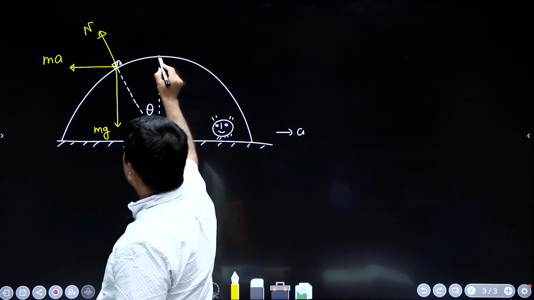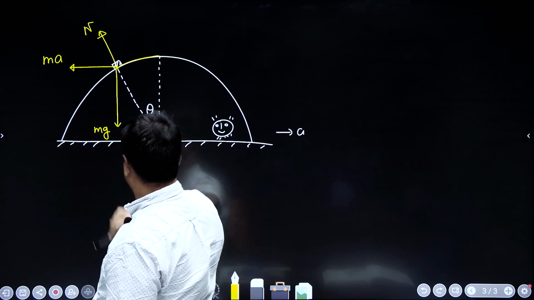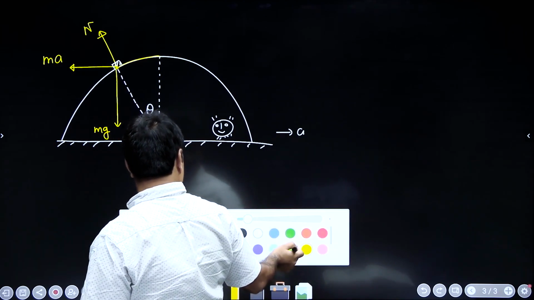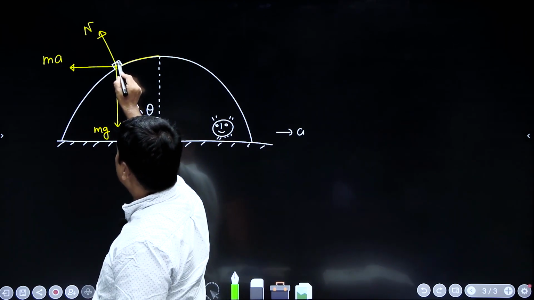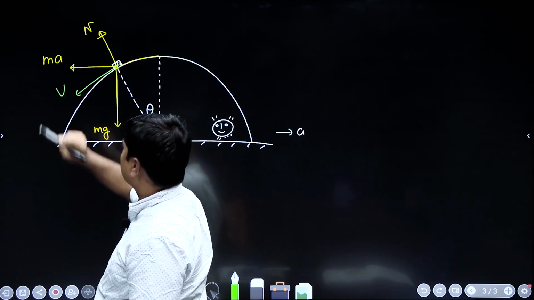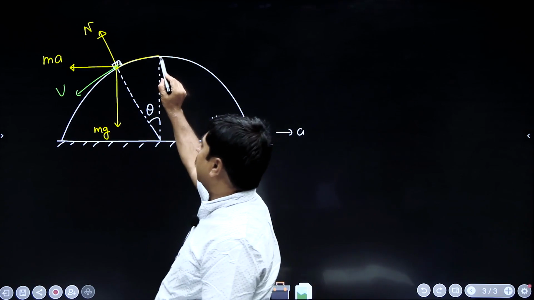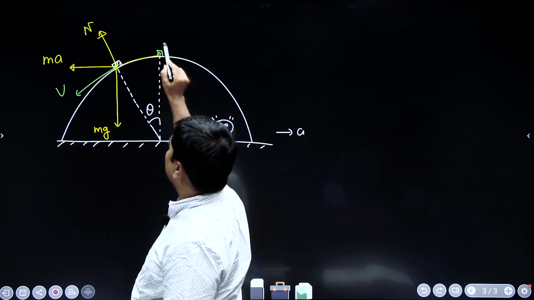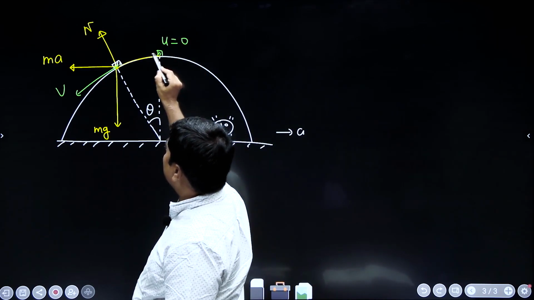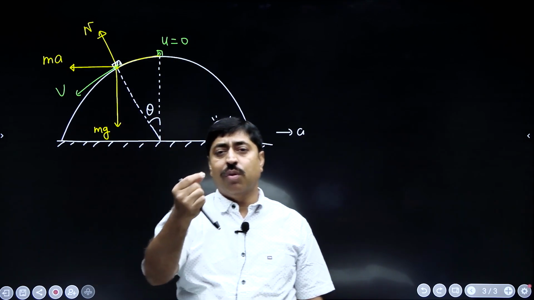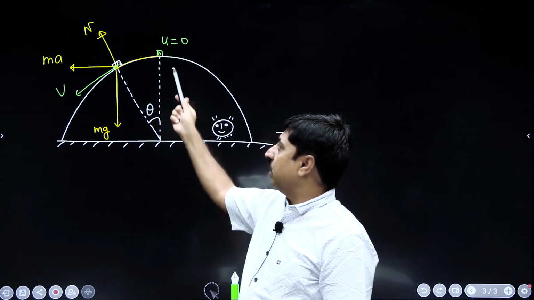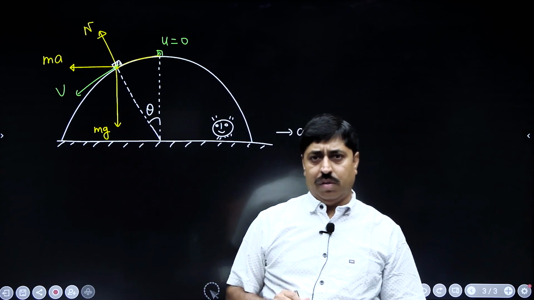Now, this block has moved from this position to this position, and let us assume that right now the speed of this block is v. We know that the speed of this block was 0 when it was here. So, its speed has increased from 0 to v as it has moved from this position to this position.